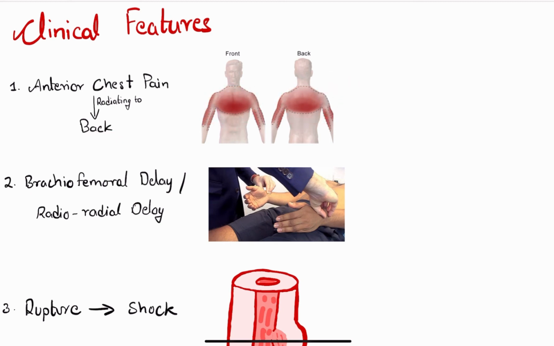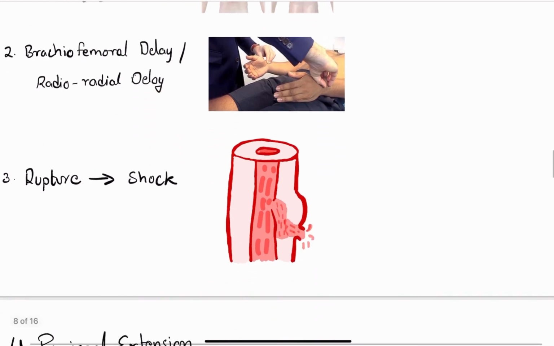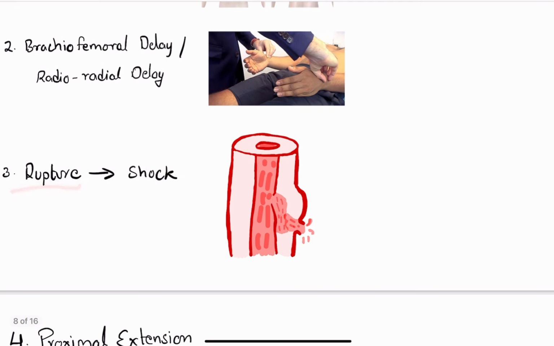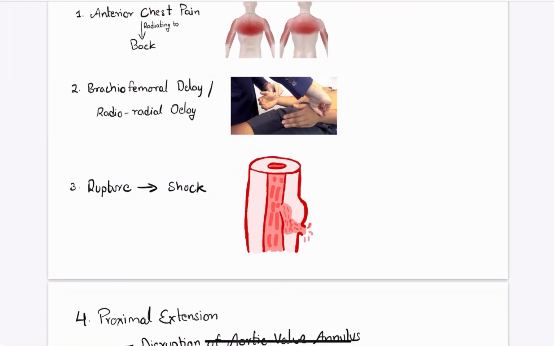There may be asymmetry of the brachial, carotid or femoral pulses, often termed brachiofemoral delay or radioradial delay. The dissection can also rupture into pericardial, pleural or peritoneal cavities. This can cause sudden death due to shock because that's a huge amount of blood escaping the vascular system.